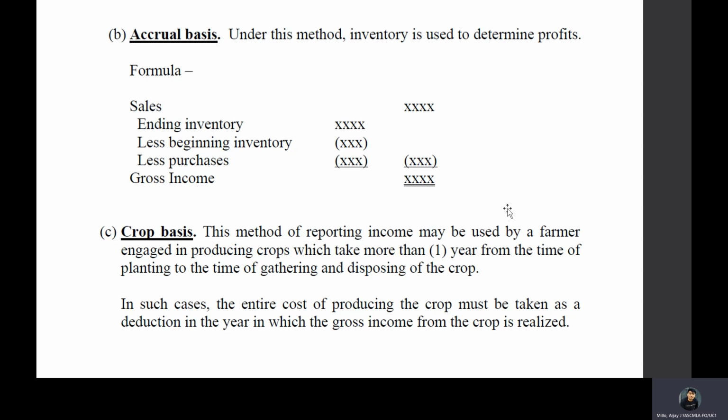Then crop basis, ito naman yung method of reporting income na engage in producing crop that will take more than 1 year from time of planting up to disposing the crop. So in such cases, the entire cost of producing the crop must be taken as deduction in the year in which the gross income from the crop is realized.